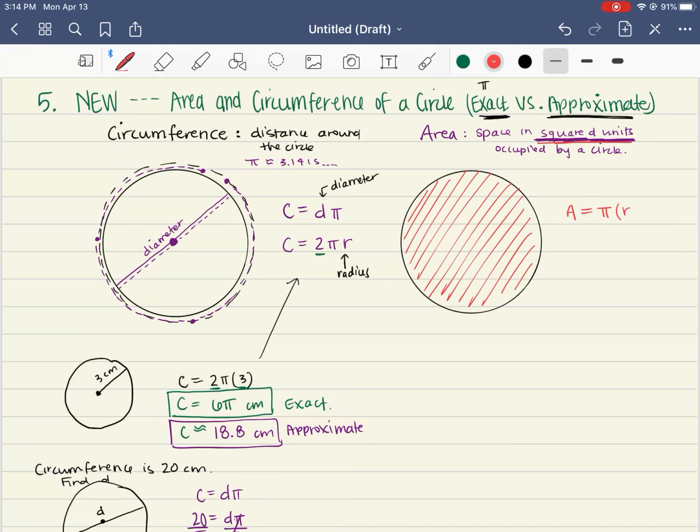So we take pi and we multiply it by the radius squared. Now it's not always written like that, but essentially whatever that radius is, you're going to square that.